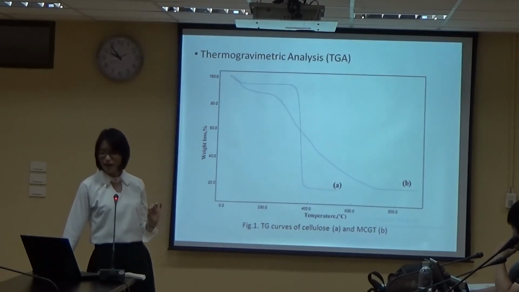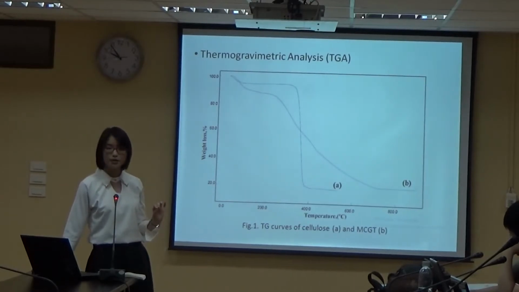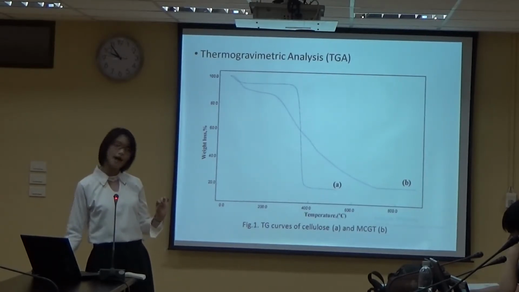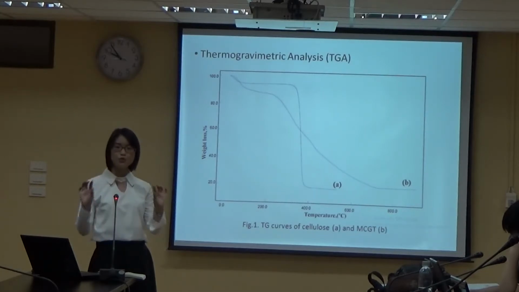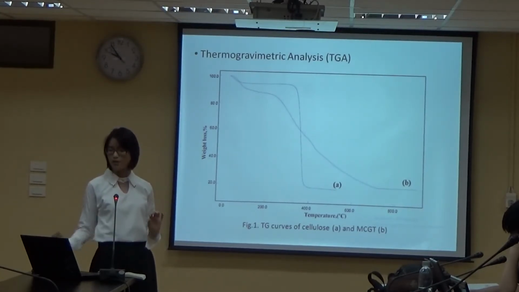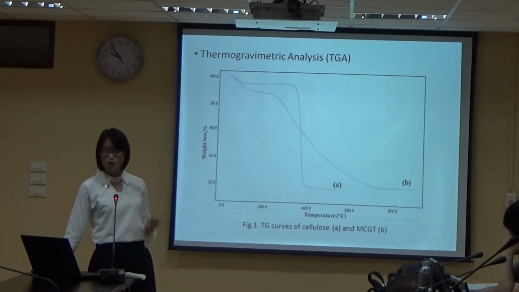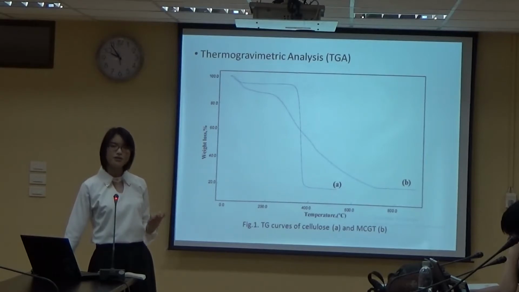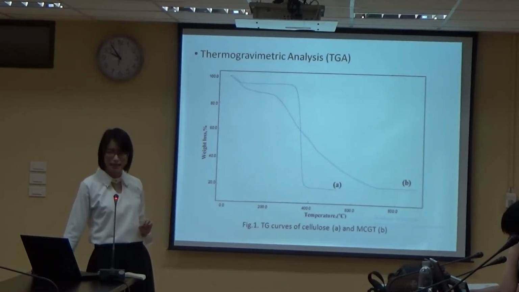But on the other hand, you can see that the cellulose curve, or curve A, exhibits different behavior. It has thermal stability first, up to 222 degrees Celsius, and then suddenly drops, as you can see in this curve. So in total, we can summarize that the cellulose has higher thermal stability than the MCTT.